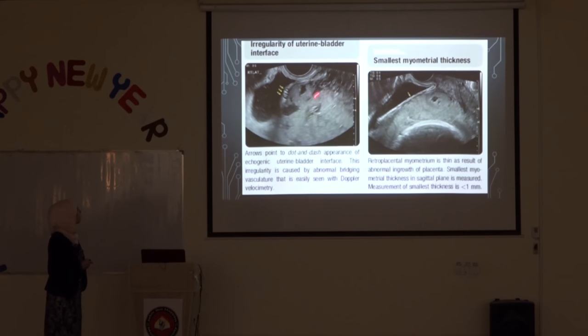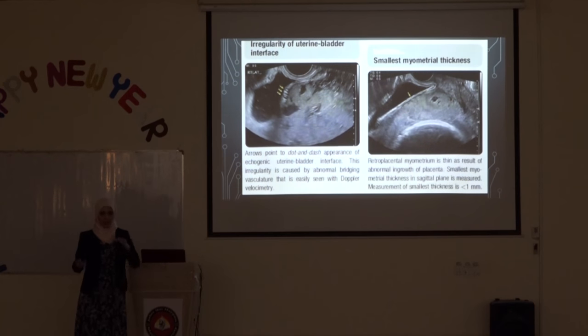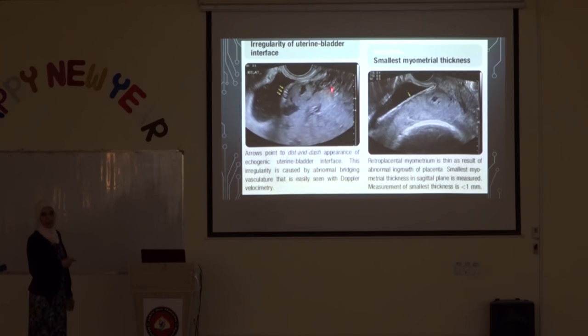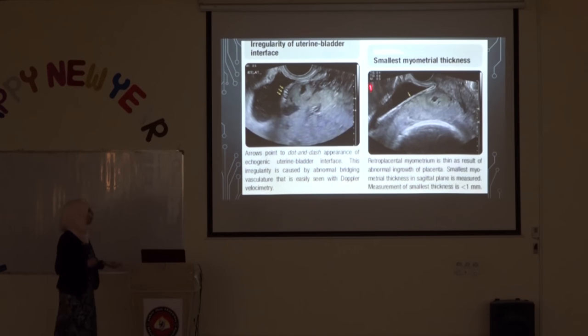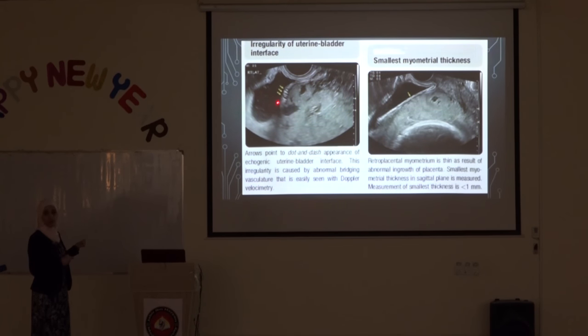Now we come to the third sign, which is irregularity of the urinary bladder and uterus outlines. Here the placenta, here the urinary bladder, this is the interface. You see these dark lines, called dash and dot lines. These lines occur due to abnormal proliferation of vessels. The placenta is like a monster, so there are abnormal vessels invading the urinary bladder. Sometimes the patient comes complaining of hematuria, and this is because of invasion of blood vessels from the placenta into the urinary bladder. And this is called the dashed dot lines.